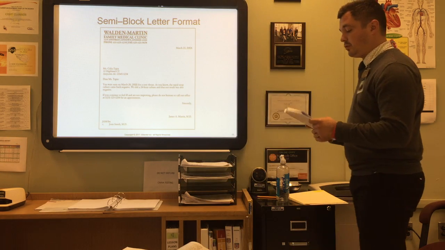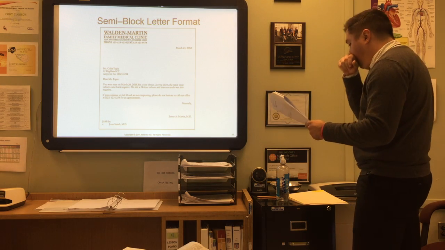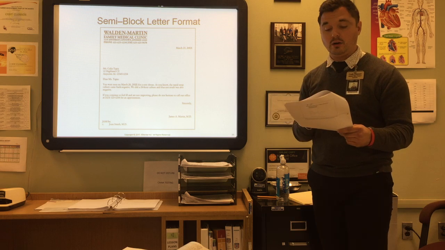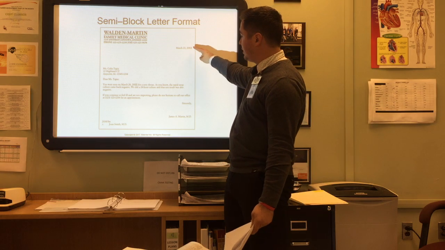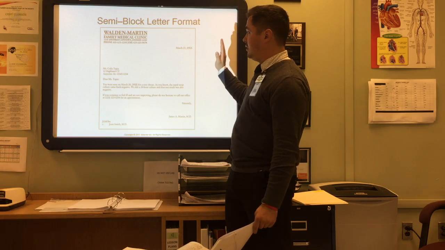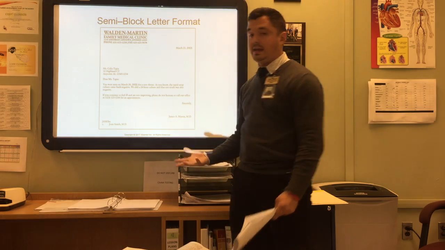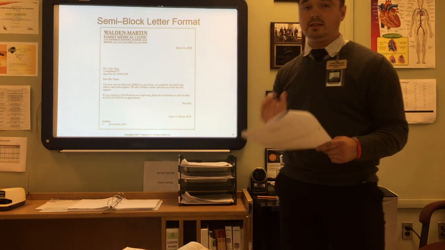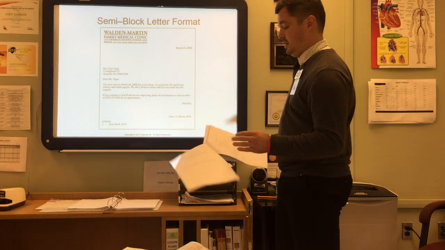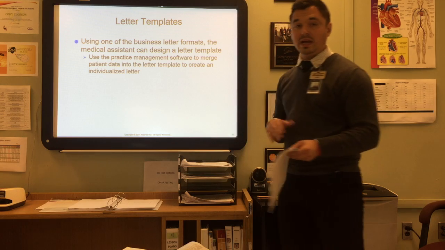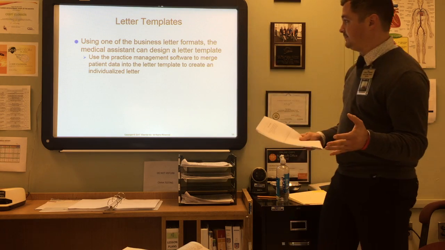And then you have semi-block format, which is on page 121. This can also be called modified block with indented paragraphs. So this letter uses right justification for the date, closing, and signature block here. So not the center, not on the left. These 3 things are aligned on the right-hand side. Those are 3 basic types of professional letters. So it's important to know them and to know the differences of them because you will be asked those on your CMAA exam.